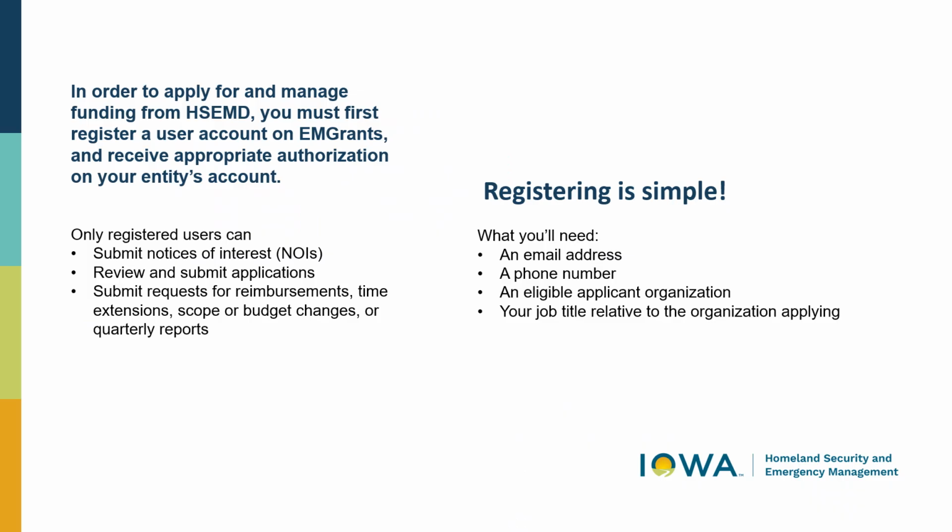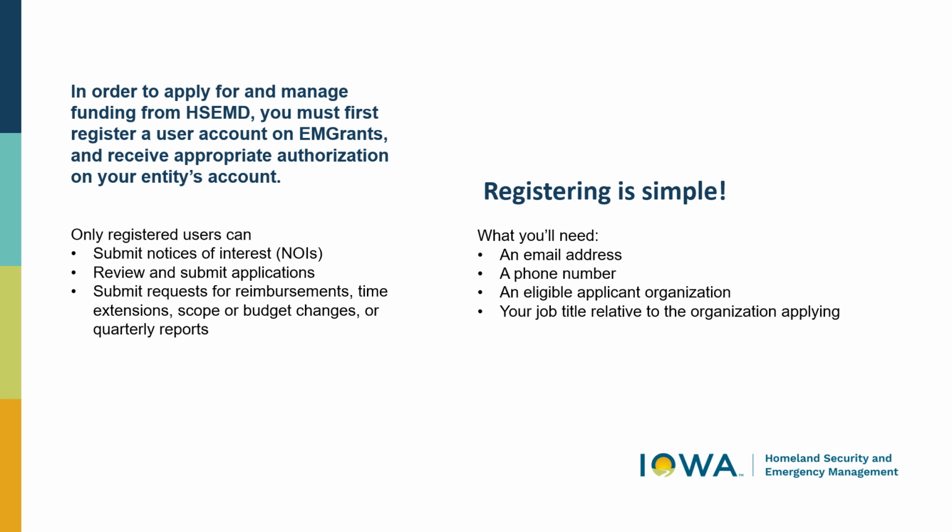Registering for access to EM Grants is necessary to apply for and manage mitigation funding from HSEMD. You'll also need to have the right access rights to the system for your organization's account, which we'll discuss later in this video. You must register and have access to the account in order to submit a funding notice of interest, to complete and submit applications, to request reimbursement against your grant, or to submit time extensions, scope changes, budget changes, or quarterly reports. Registering is a simple process.